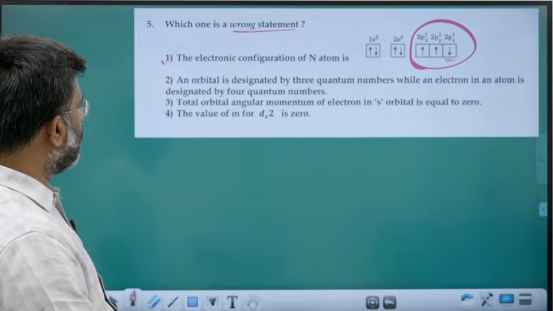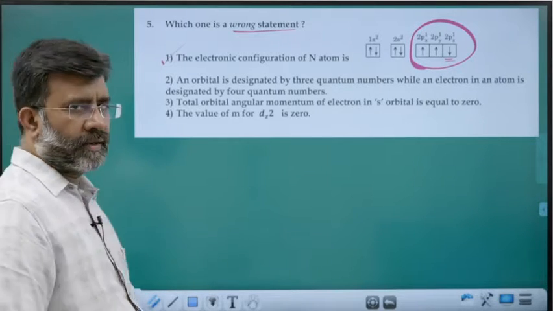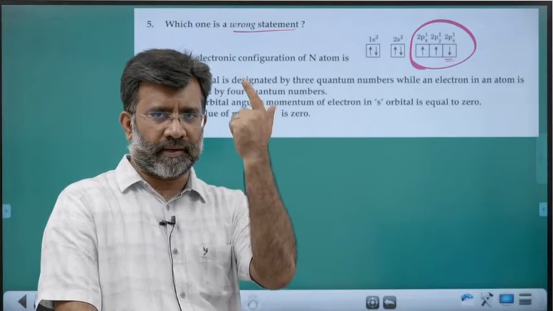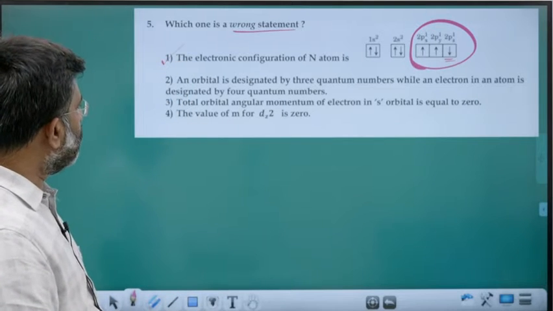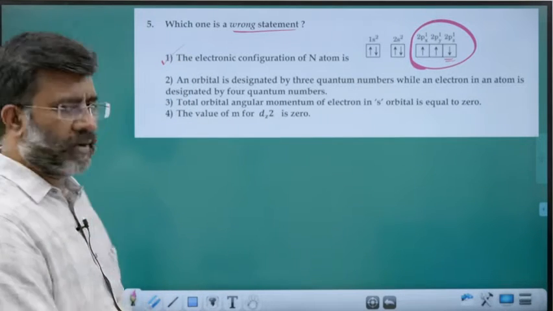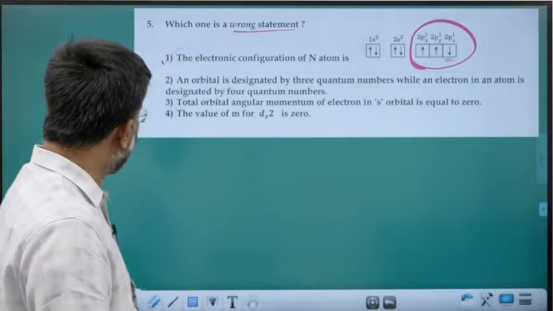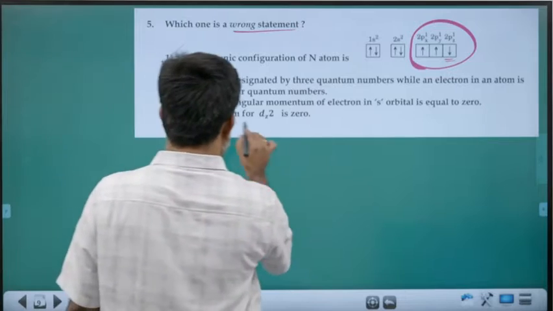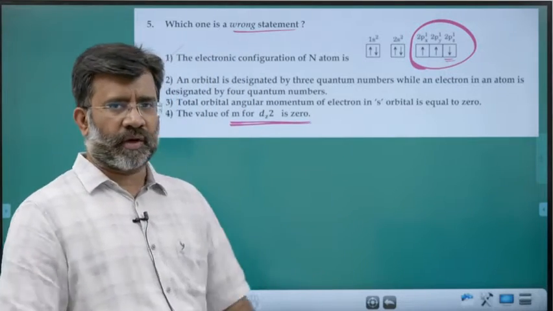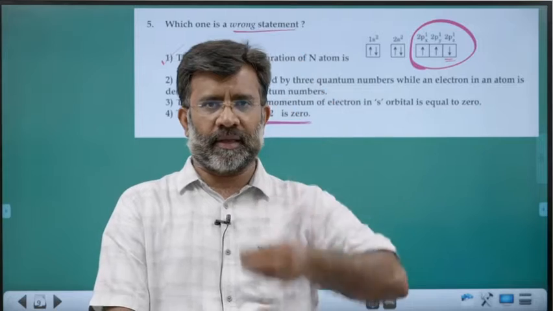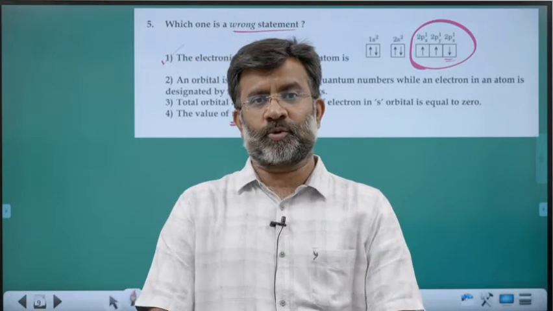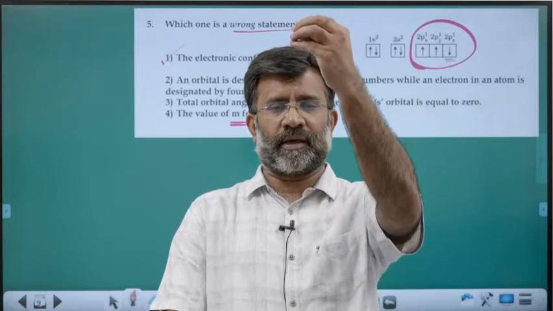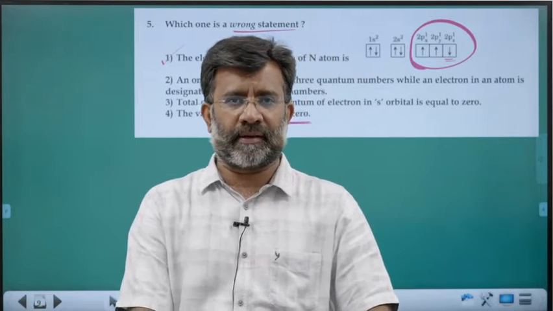3 quantum number, while electron in the 4th quantum number. Orbitals are designated by principal quantum number, azimuthal quantum number, magnetic quantum number. Angular momentum of s orbital is 0. Value of m for dz square orbital is 0, as the orbital is coming through the internuclear axis. Orbital coming through the internuclear axis, the magnetic quantum number is taken as 0.